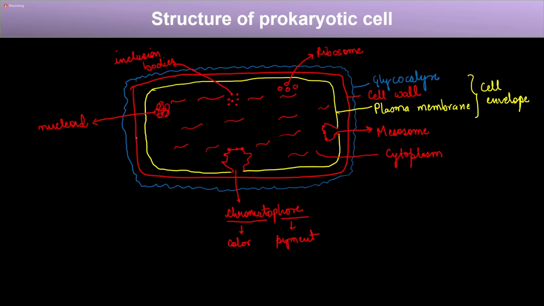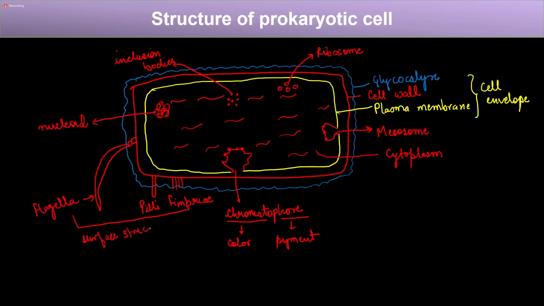One of these structures is the extension of the cell wall, and this structure looks like something like this. What is this structure called? This structure is called flagella. The second surface structure that a prokaryotic cell has looks tube-like, and this is known as pili. And the third structure is a hair-like structure, and it is known as fimbriae. So these together make the surface structure of a prokaryotic cell.